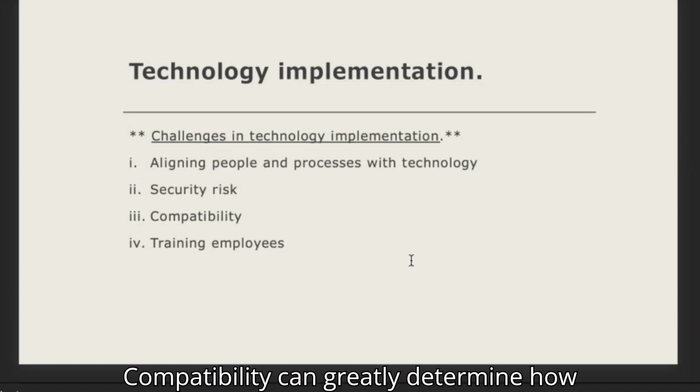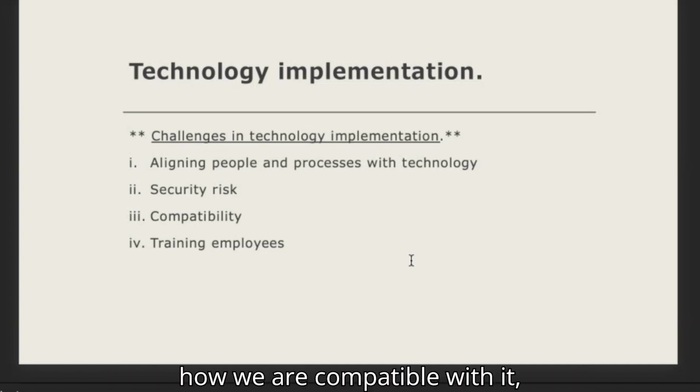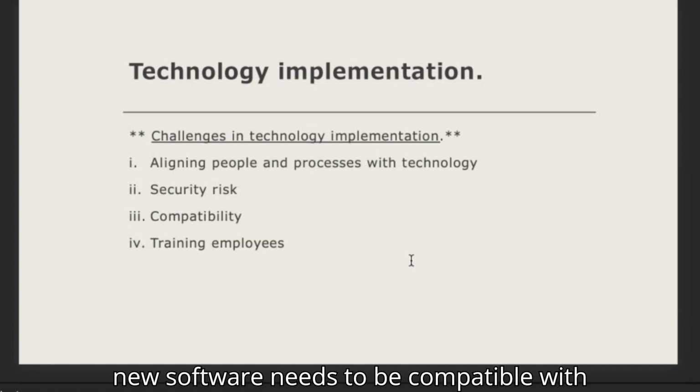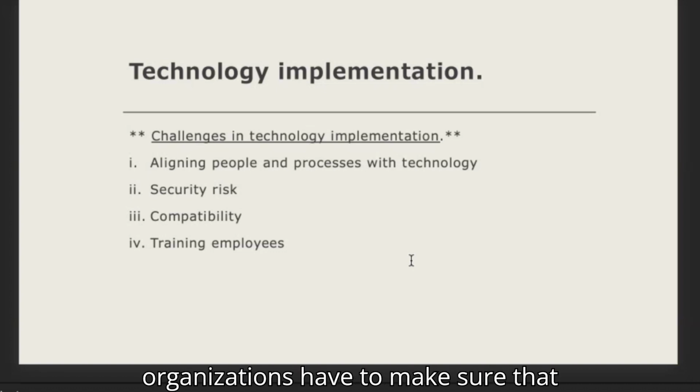Then compatibility can greatly determine how easily new technology can be implemented. How compatible we are with it, how we can make it compatible with the products. So new software needs to be compatible with whatever operating system the organization is using prior to ordering new software, and the organizations have to make sure that they have the means for supporting the new technology.